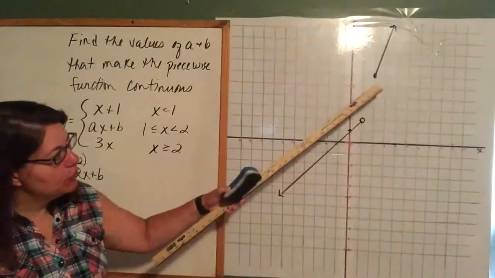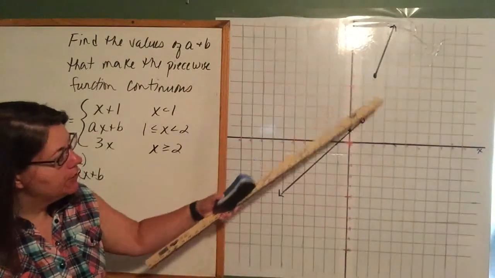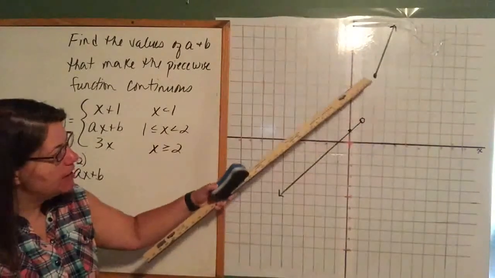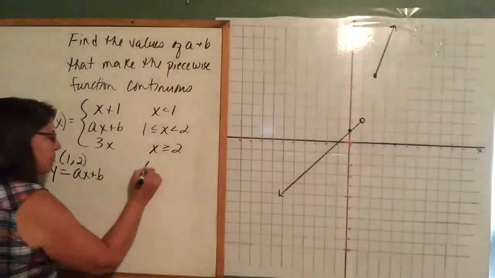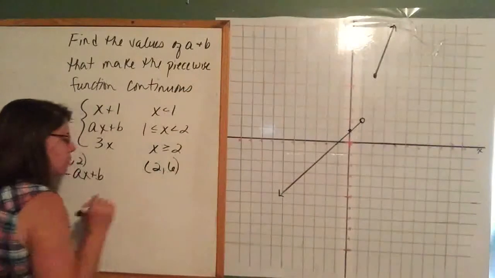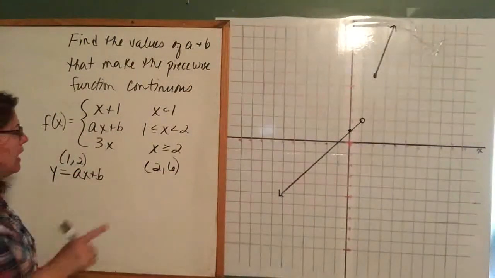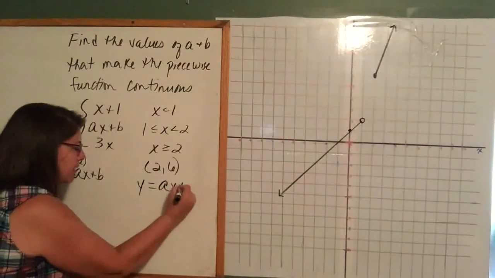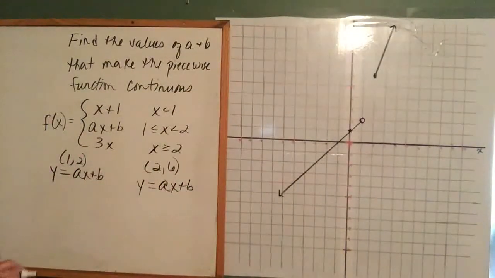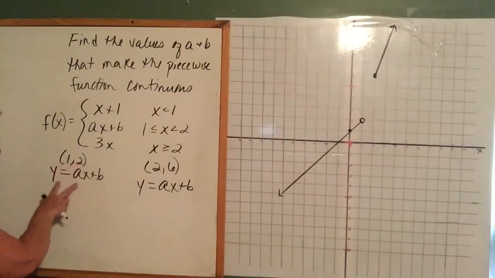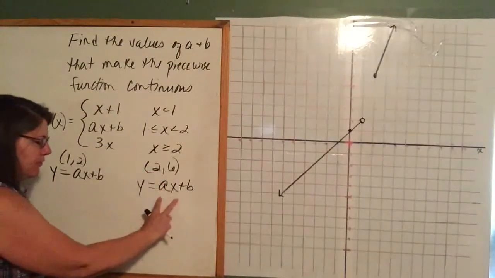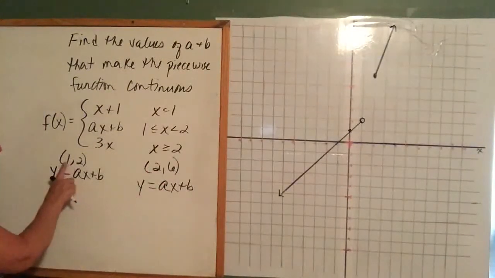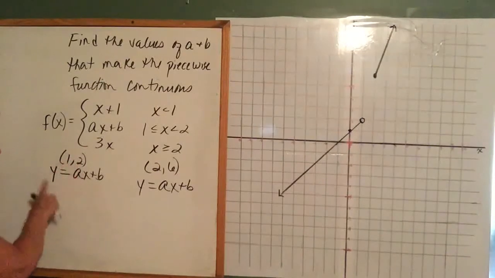For the second portion, I want that ordered pair to be 2, 6. So my second ordered pair, I want to equal 2, 6. And it's for the same equation, y equals ax plus b. So since I have an ordered pair for this function and an ordered pair for this function, I can plug in the x and the y value in here.